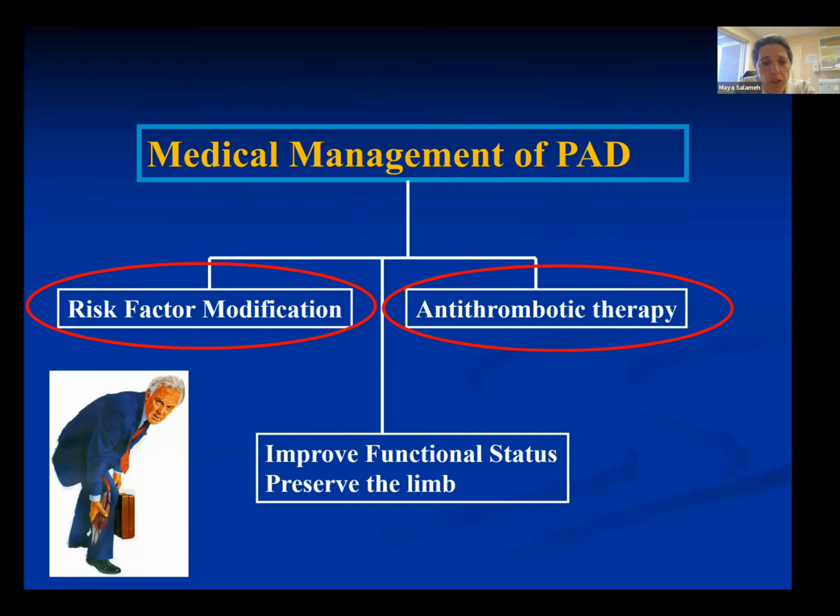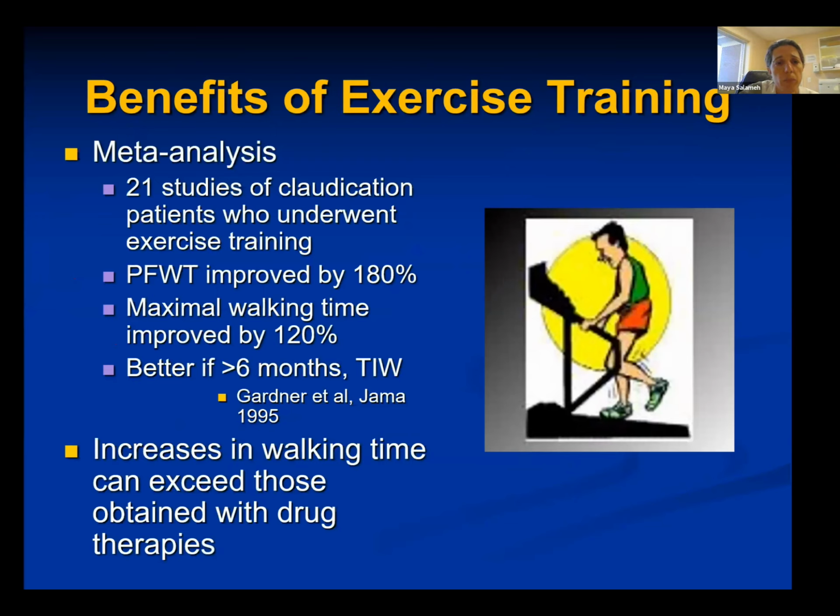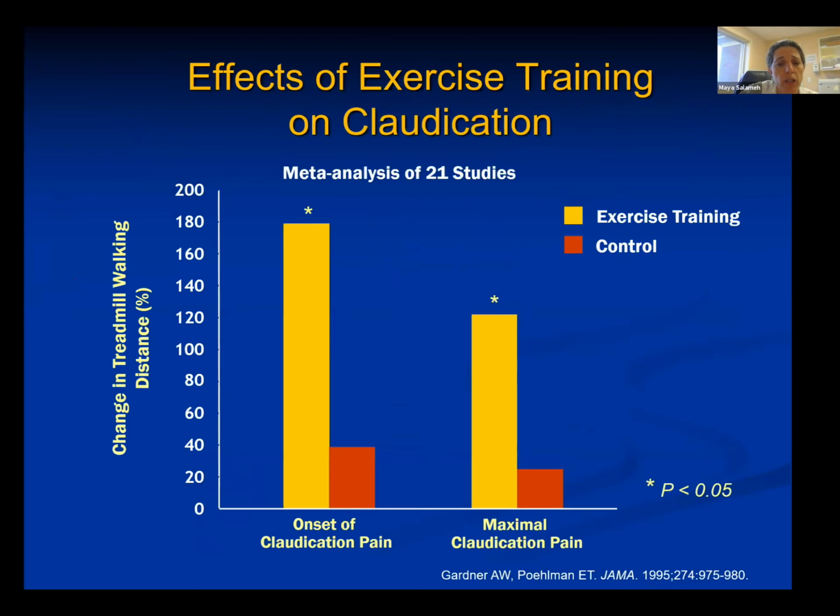So I'd like to move on to the last part, which is to talk about improving the functional status and limb preservation in these patients. Exercise is a big component of what we do to treat these patients. We have multiple studies. This is a meta-analysis of over 21 studies of claudication patients who underwent exercise training, and we showed that you can really improve pain-free and maximal walking times in these patients, up to 180% pain-free walking time and 120% maximal walking time with exercise training versus control.